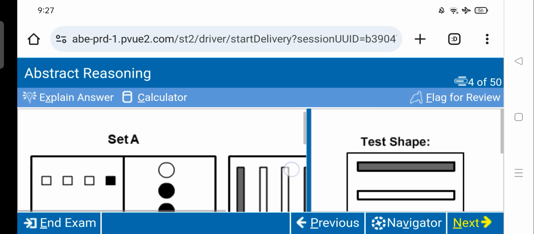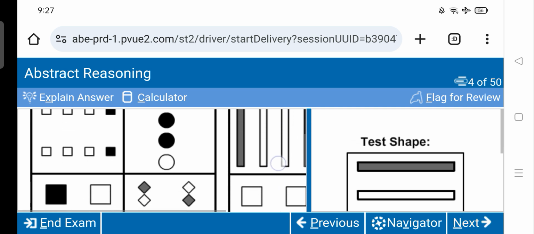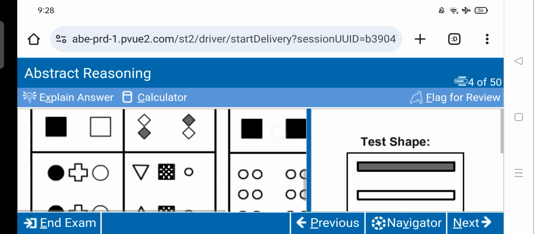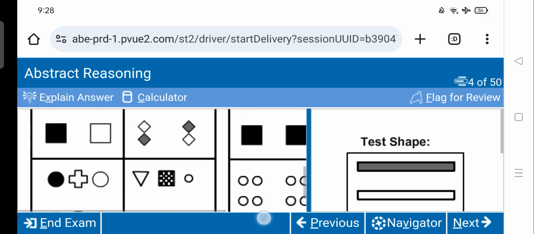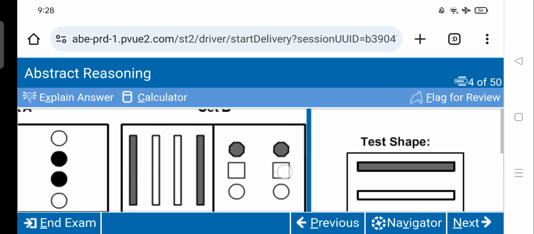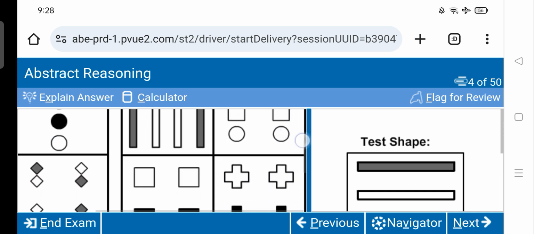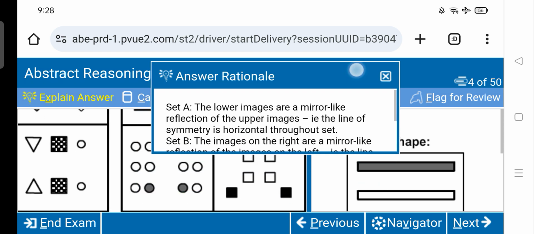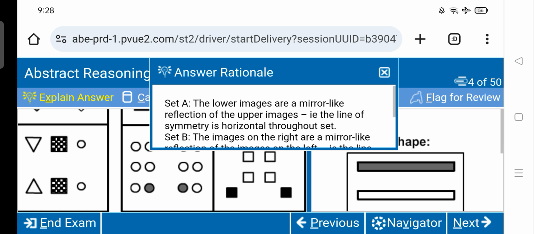Next we have set A with these shapes. Again we can see the upper and lower reflection, as you can see here in these diagrams or shapes, and set B having the left or right reflection of shapes. Set A, the lower images are a mirror-like reflection of the upper images. That is, the line of symmetry is horizontal throughout the set.